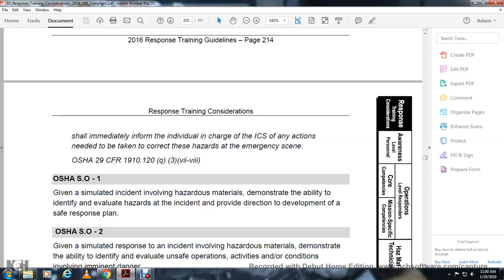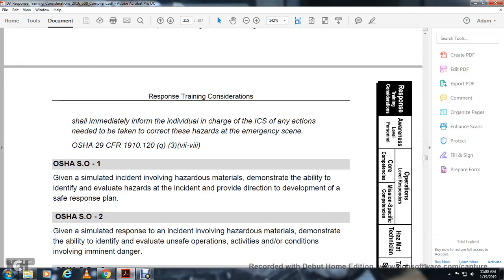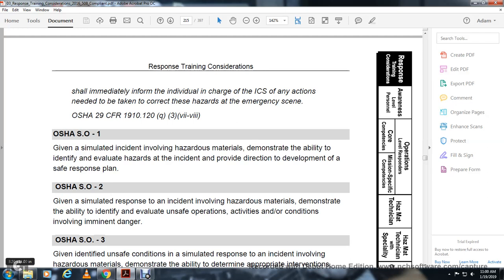OSHA understands the safety officer, given a simulated incident involving hazardous materials, demonstrates the ability to identify the hazards and have the incident provide the direction, development of the safety response plan. Given a simulated response involving the incident, the officer demonstrates the ability to identify unsafe operation, activities, and conditions involving imminent danger.